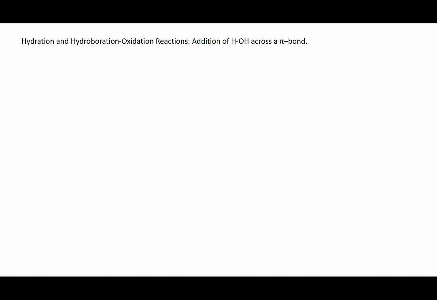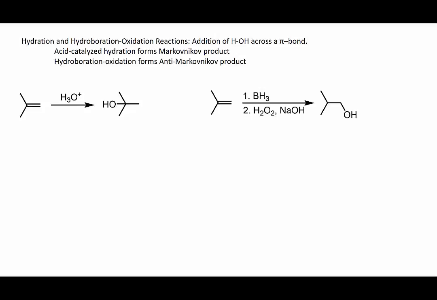Now we're going to discuss hydration and hydroboration oxidation reactions dealing with alkynes. Just as in the case with alkenes, we will add hydrogen and a hydroxyl group across a pi bond. And just like with alkenes, acid-catalyzed hydration will form the Markovnikov product. And just as with hydroboration oxidation of alkenes, you'll form the anti-Markovnikov product. Again, if you want to look back at the mechanisms for these two reactions, you can check the previous tutorials.